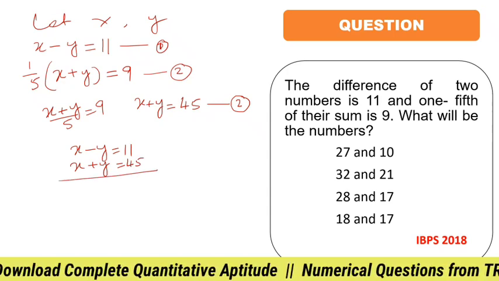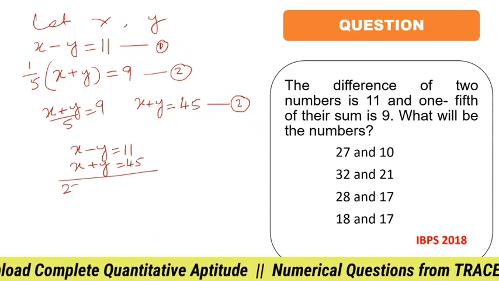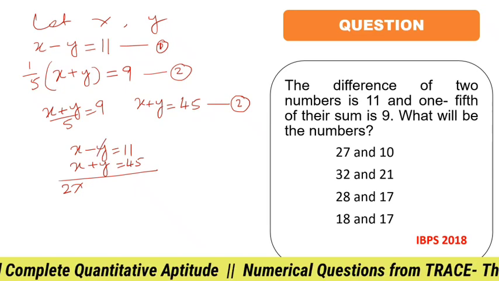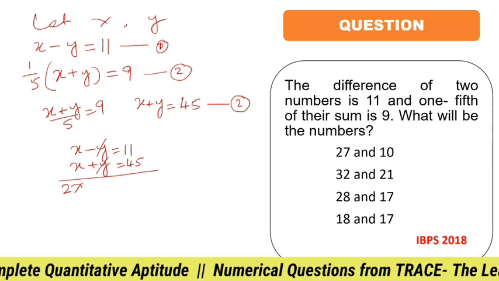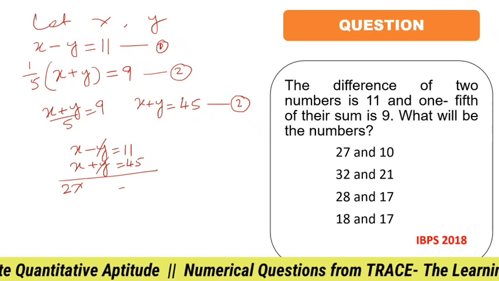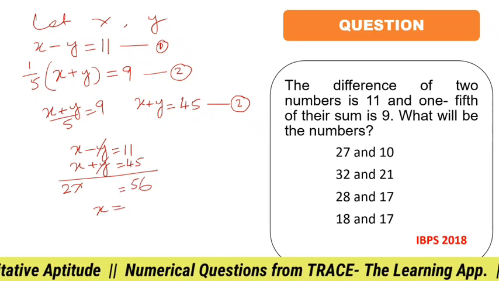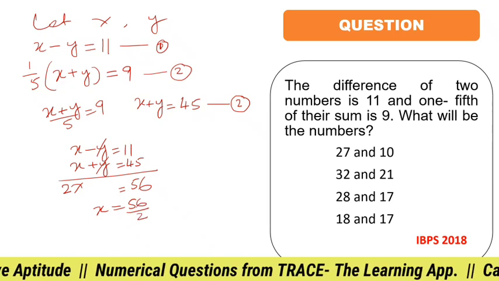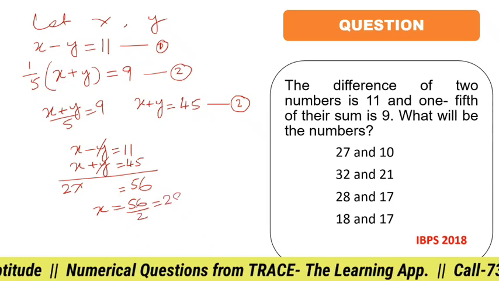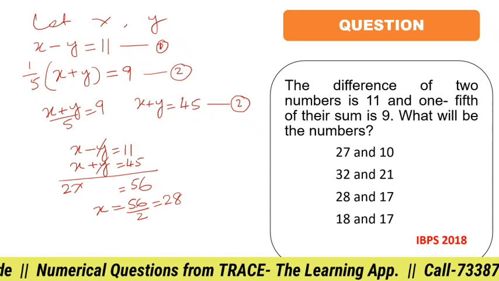When I add these two equations, I'll get x plus x, 2x, and minus y and plus y get cancelled. So I got 45 plus 11 is equal to 56. Now I can write x is equal to 56 by 2, which is equal to 28. So we got x is equal to 28.